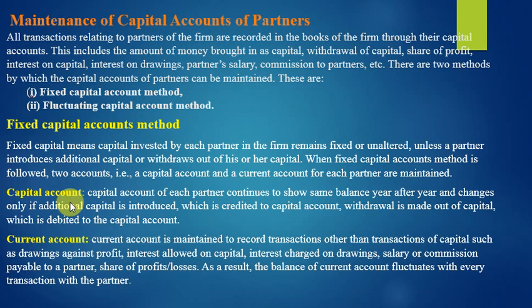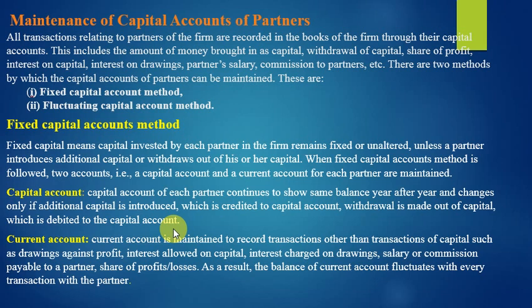Capital account under fixed capital account method, or we can say capital account of each partner, continues to show the same balance year after year and changes only if additional capital is introduced, which is credited to capital account. Withdrawal is made out of capital, which is debited to the capital account. Children, we will go into detail when we go to questions and you will understand it better there.